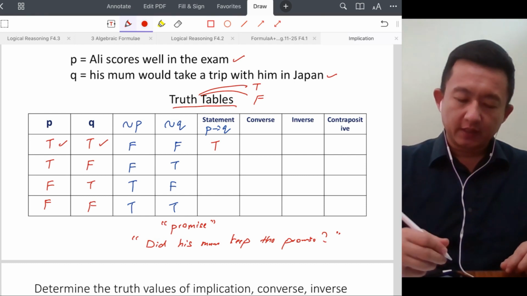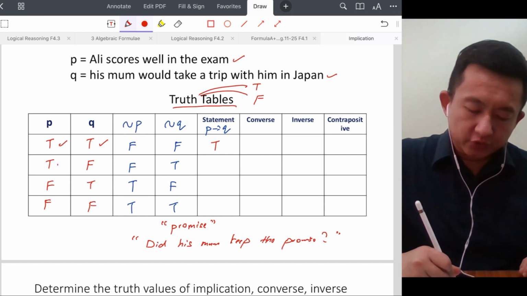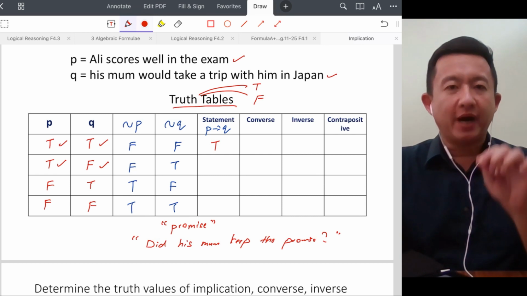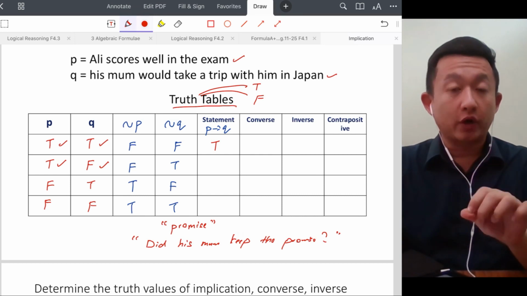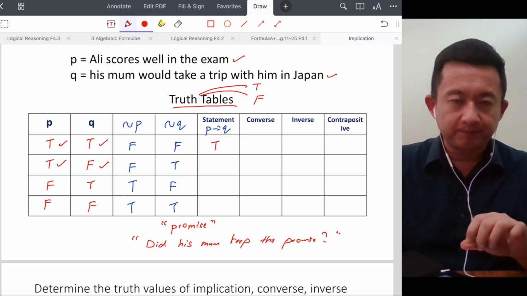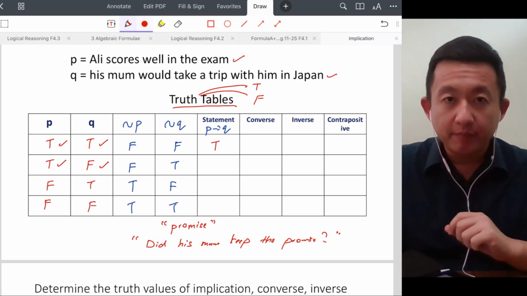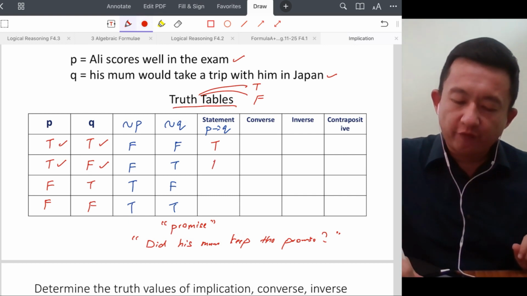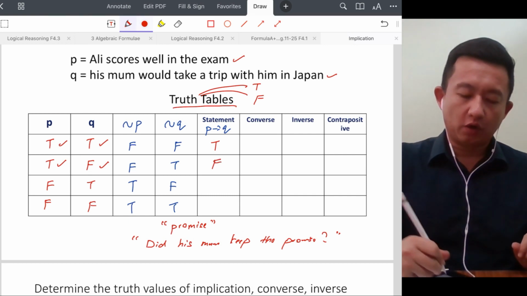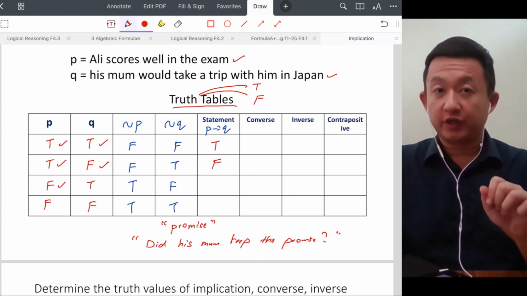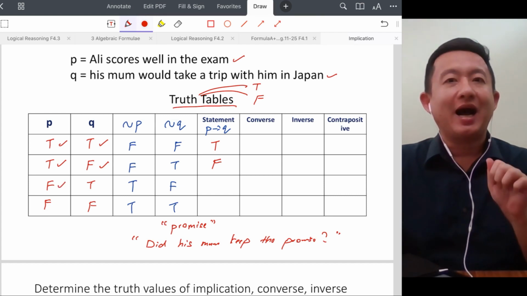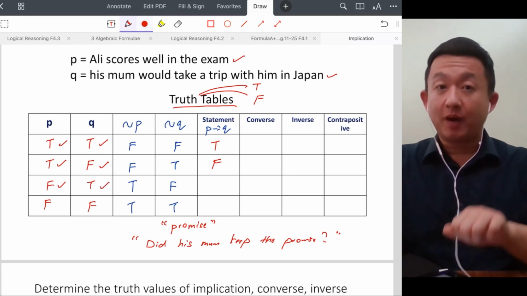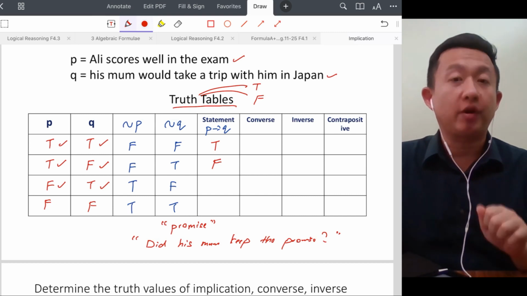She kept the promise. Now we look at the second pair. T: Ali scored well in the exam. F: but the mom did not take him to Japan for a trip. So did the mom keep the promise? No, right? The mom did not keep the promise. So false. Okay, we go on. FT. So the first one is F. F meaning Ali did not score well in the exam, but the mom still took him to Japan for a trip.